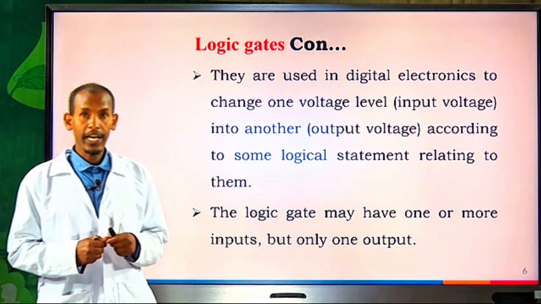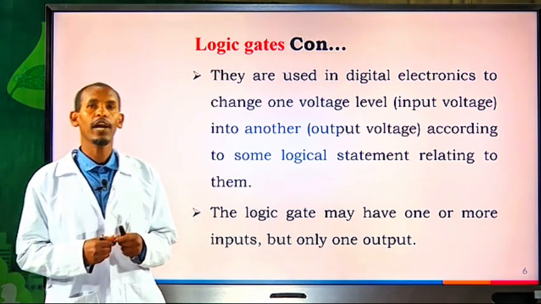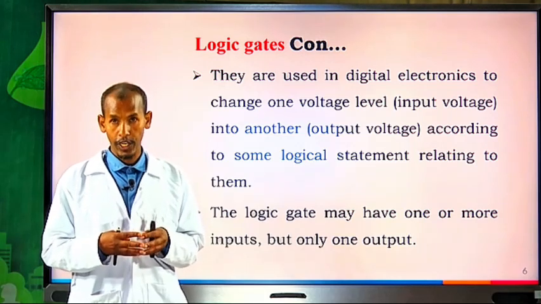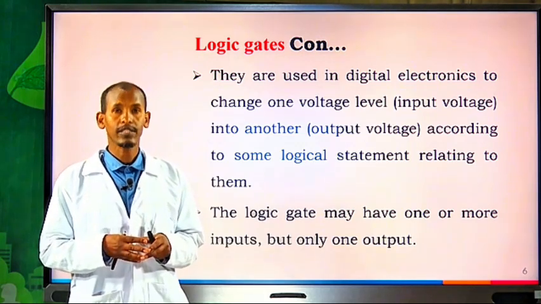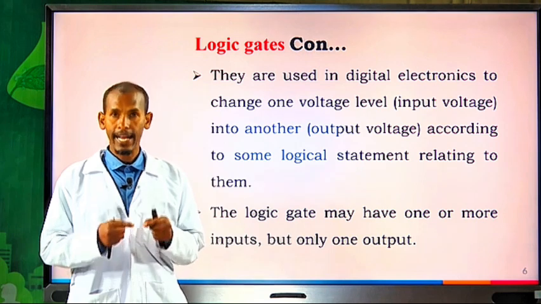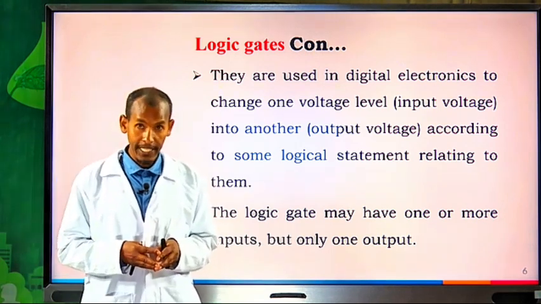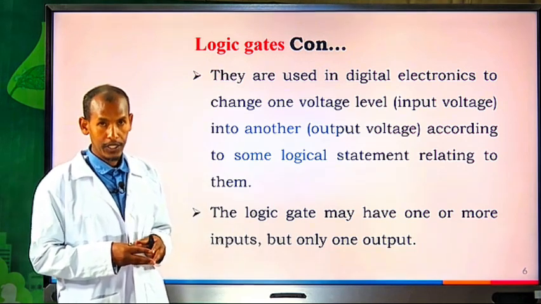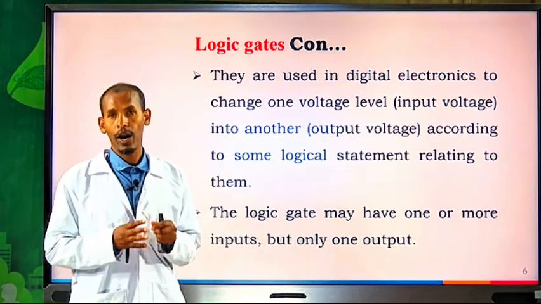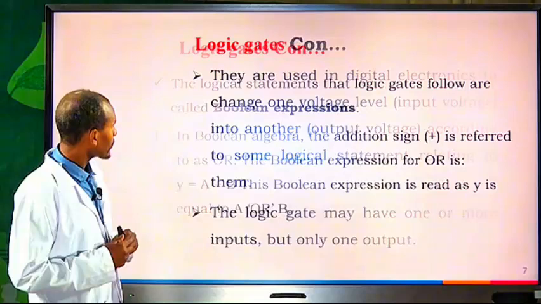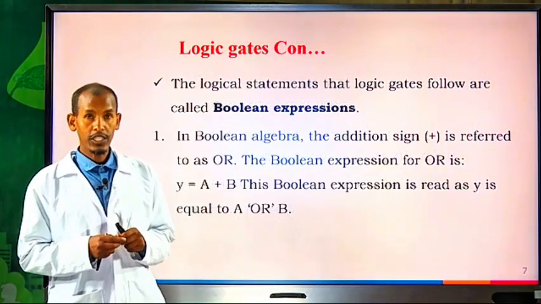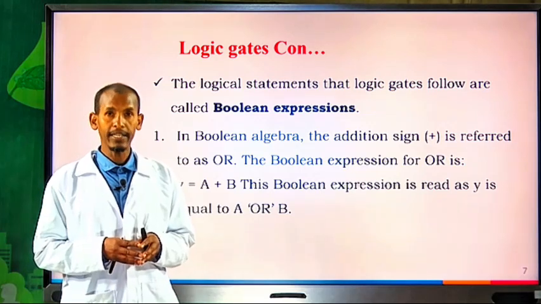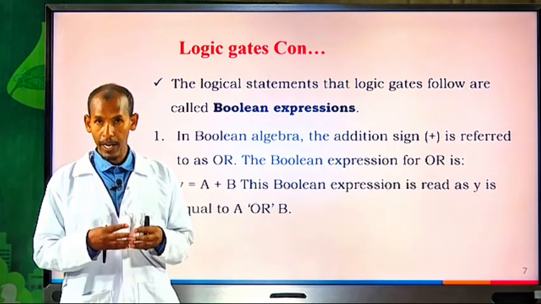They are used in digital electronics to change one voltage level, that means the input, into another output voltage level according to some logical statement relating to them. A logic gate may have one or more inputs, but it has only one output. The logical statements that logic gates follow are called Boolean expressions or Boolean algebra.